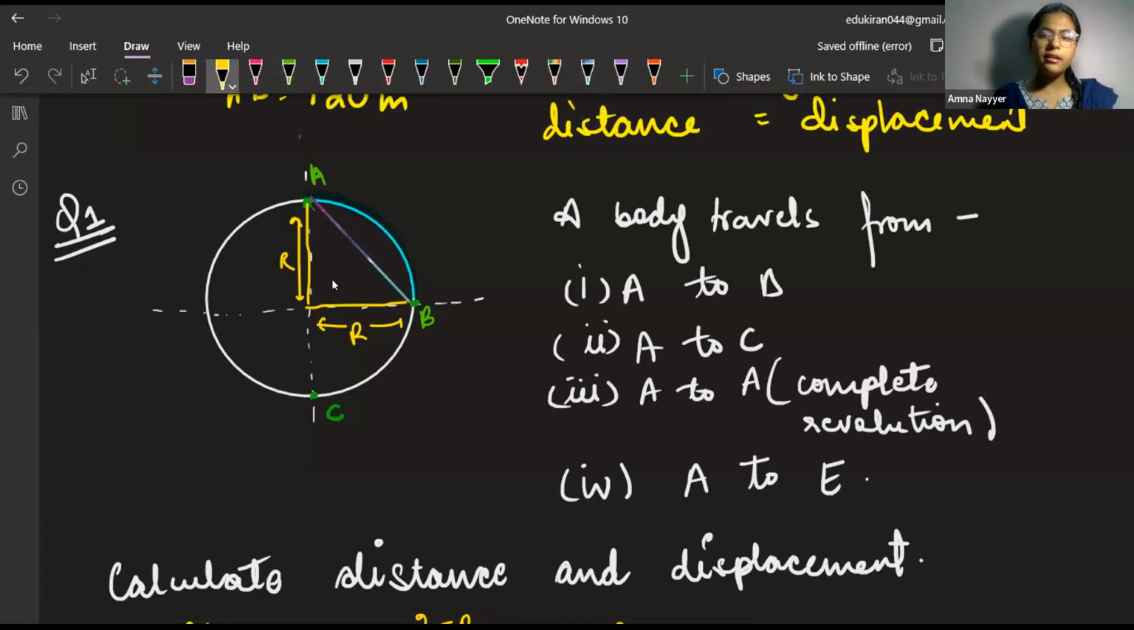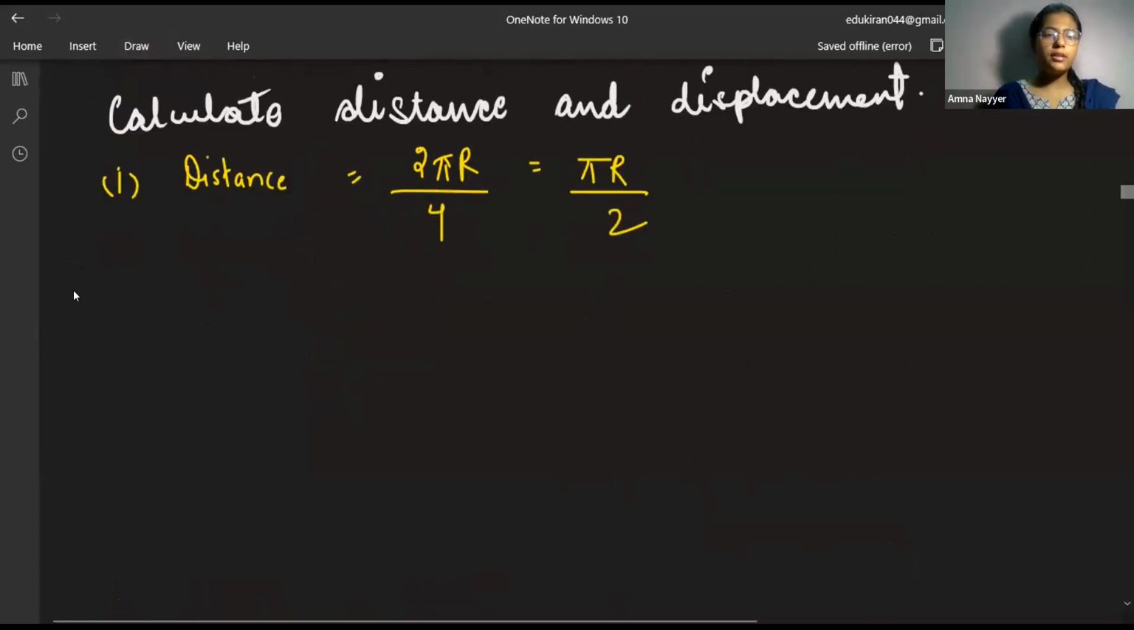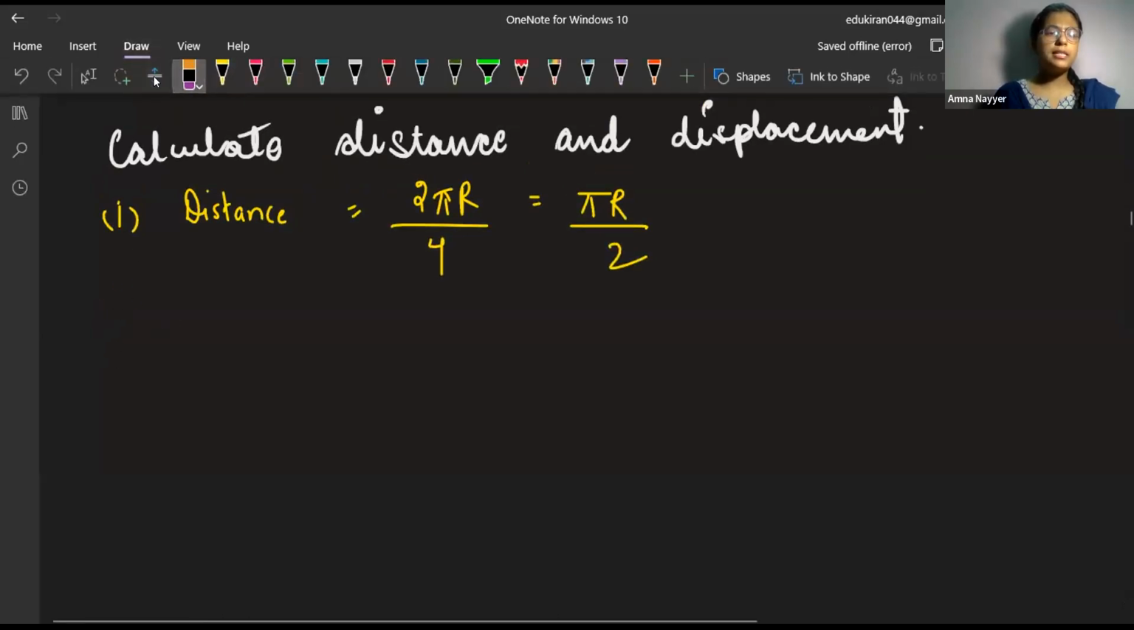Yes, Martin, can you try? It looks like a right angle triangle. Exactly, it is a right angle triangle. So it means we can use Pythagoras theorem, right? So we'll directly use Pythagoras theorem. This is R, this is R, right? I'll draw the triangle separately also, for those who are getting confused. This is the answer for the first part, for displacement.